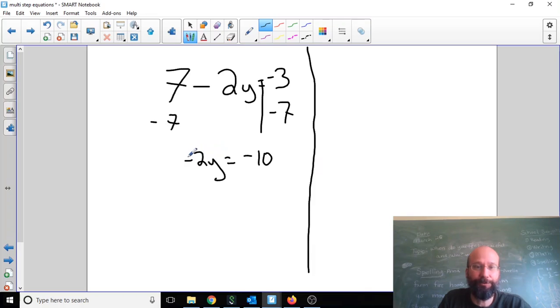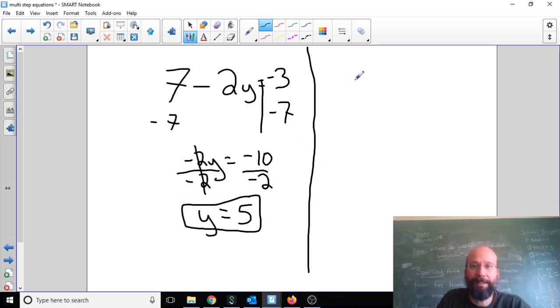This is multiplication, so I want to divide this negative 2 out. Negative 2. So this becomes positive y. Negative divided by negative is positive. And again, negative divided by negative is positive. So that's my answer. I'm going to box my answer. And then next to the problem, I'm going to substitute this in using a parentheses.